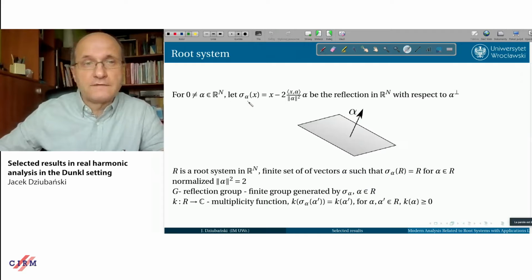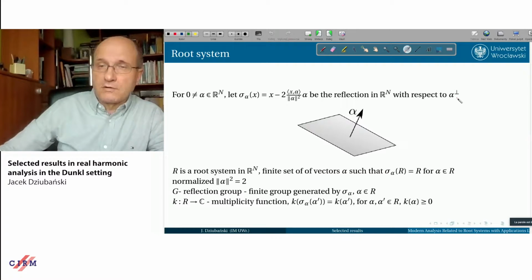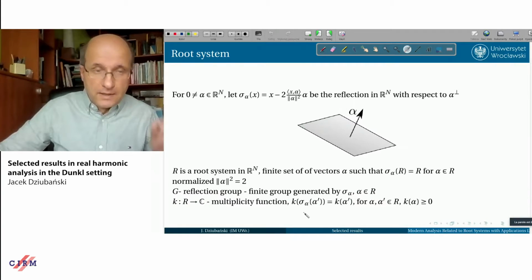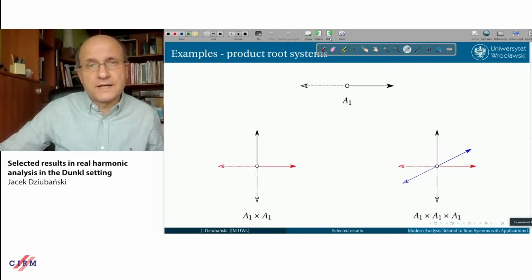For non-zero alpha, sigma alpha denotes the reflection with respect to the hyperplane orthogonal to alpha. R will be a root system, which is a finite set of vectors preserved by the action of reflections with respect to alpha from the root system. The root system will be normalized. And by G we shall denote the reflection group, which is the group generated by all reflections from the root system. And k will be a multiplicity function, which is invariant under the action of the group, and it will always be non-negative.